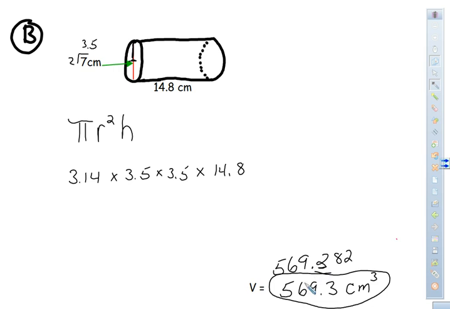Okay, pretty short lesson today. Again, it's a matter of using the formula and using that correctly, so please make certain that you have that written down, and it's just a matter of plugging it in.